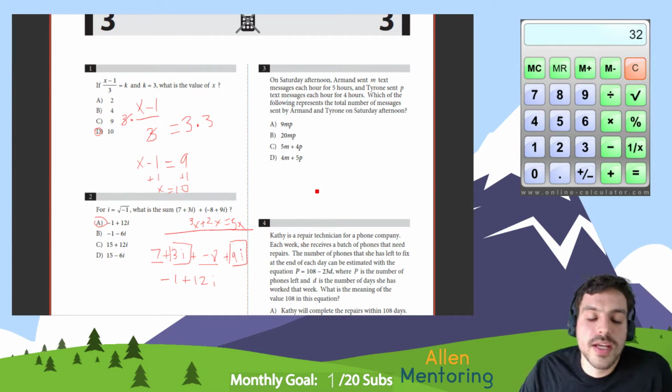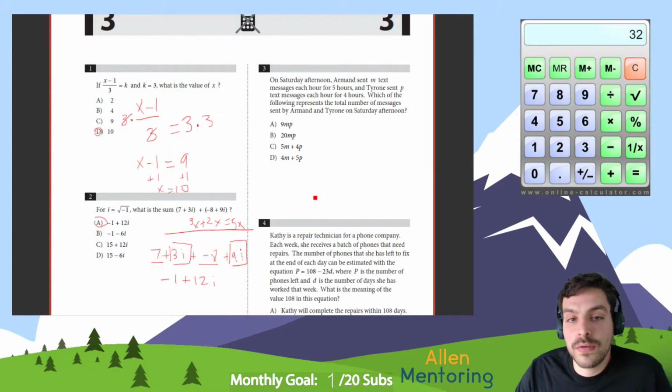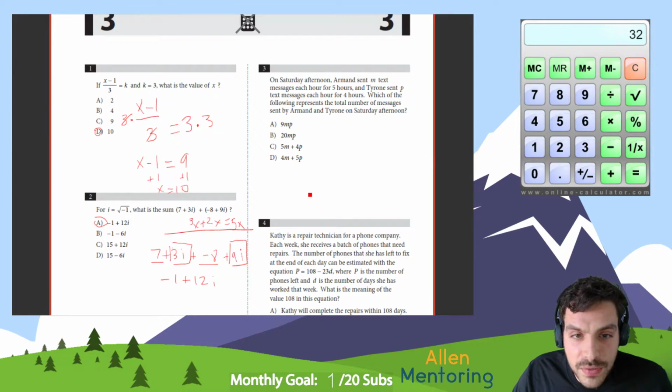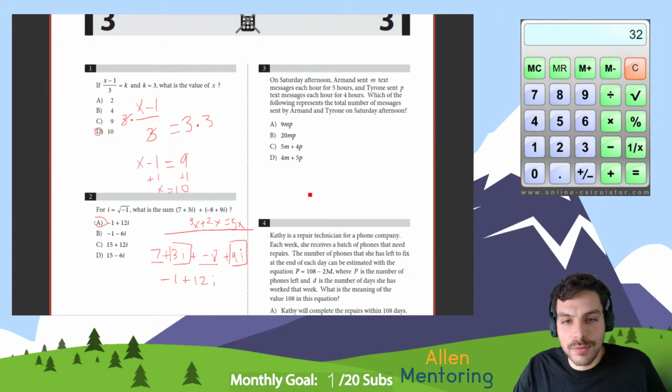Number 3. On Saturday afternoon, Armand sent M text messages each hour for 5 hours, and Tyrone sent P text messages each hour for 4 hours. Which of the following represents the total number of messages sent by Armand and Tyrone on Saturday afternoon?